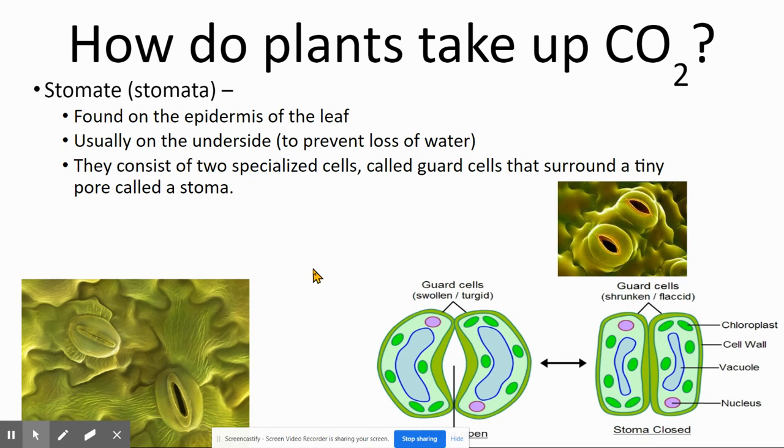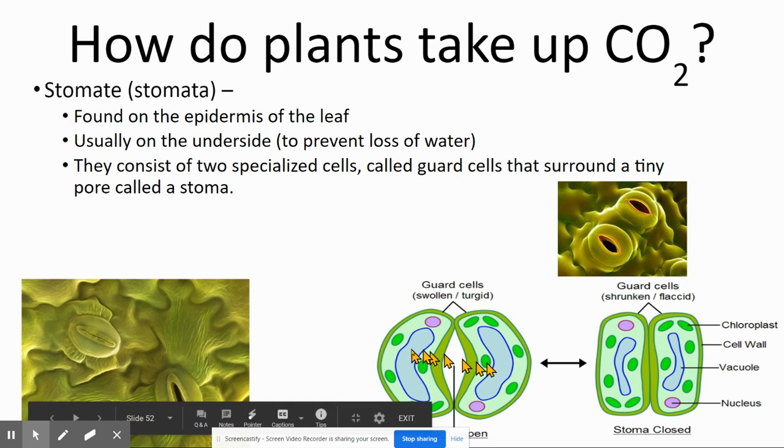And these are stomata, and we would look at stomata if we were in class. They're generally on the underside of the leaf. These are two guard cells, and this one is open and this one is closed. So they can open and close them. When there's plenty of water, they open them, and when it gets dry, they will close them.